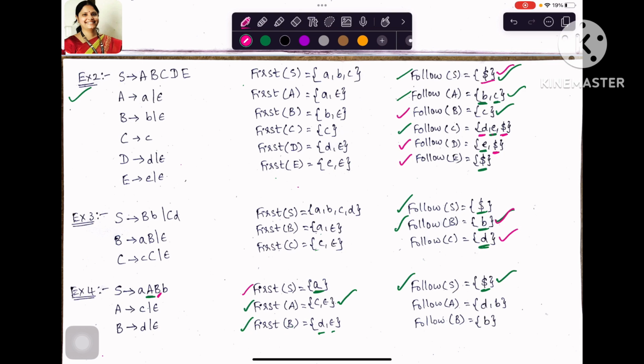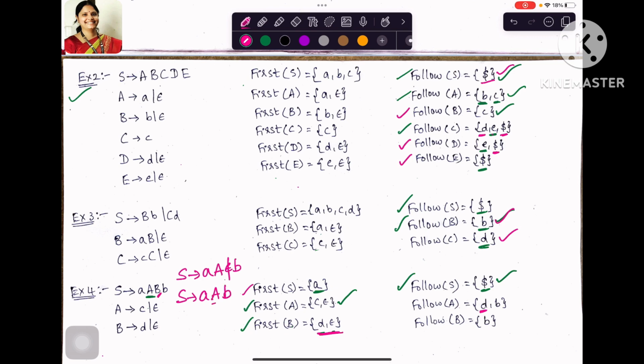B is a non-terminal. We should not directly write it in the result. We have to calculate the first of B. The first of B is d comma epsilon. d can be directly placed in the result. In the follow, epsilon is not accepted. So epsilon should be substituted in place of B. So now the production will become S produces A. In the place of B we have to substitute epsilon, and again we found B. So the production is A, B.